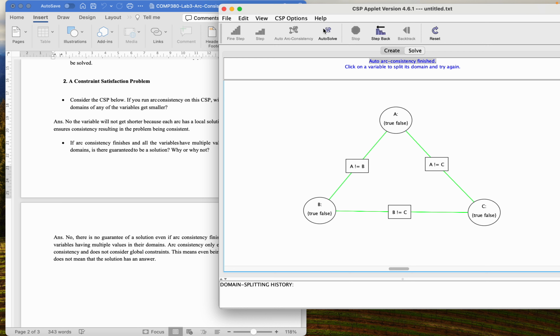So now we will try to see auto solve, and then we are seeing that it is reducing values, and it is now finished.